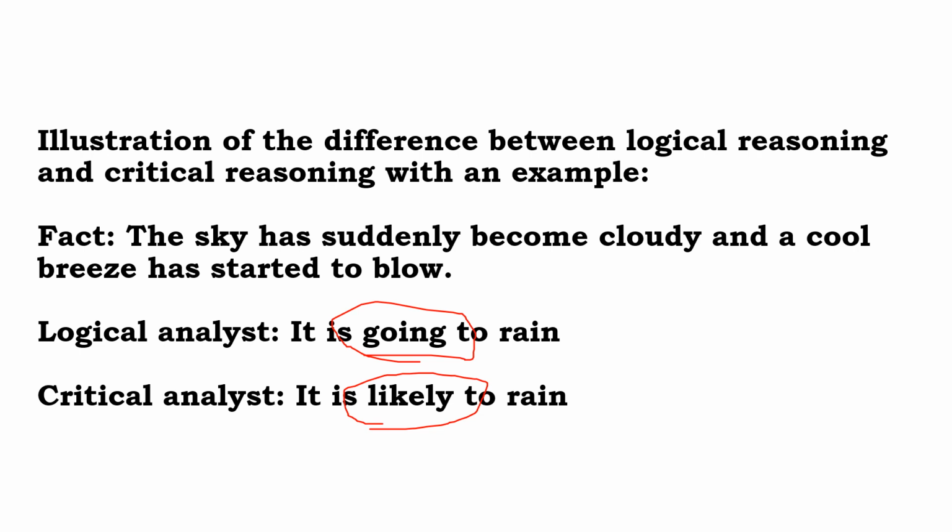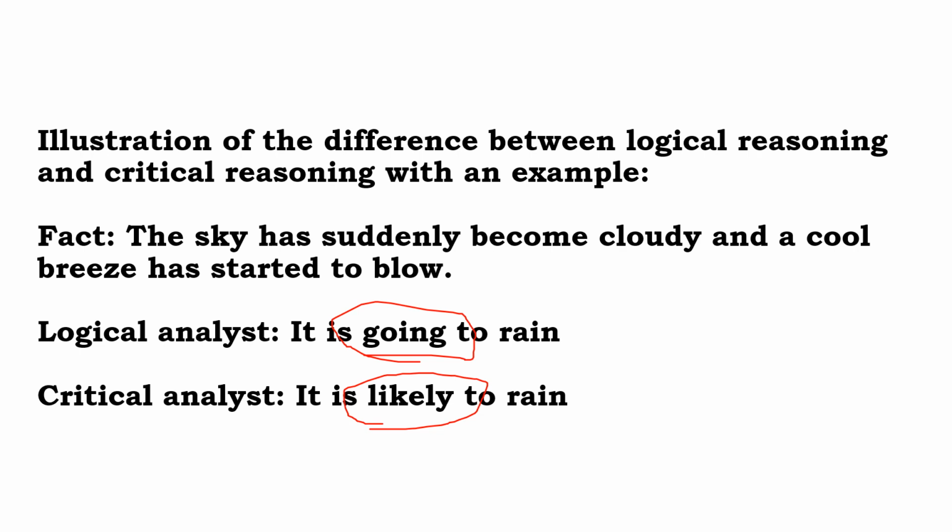So when a logical analyst says it is going to rain, he is completely sure that it will rain. A critical analyst will give that window of possibility for rain not happening as well. That is why he is using the words it is likely to rain. So this is the difference between logical reasoning and critical reasoning.